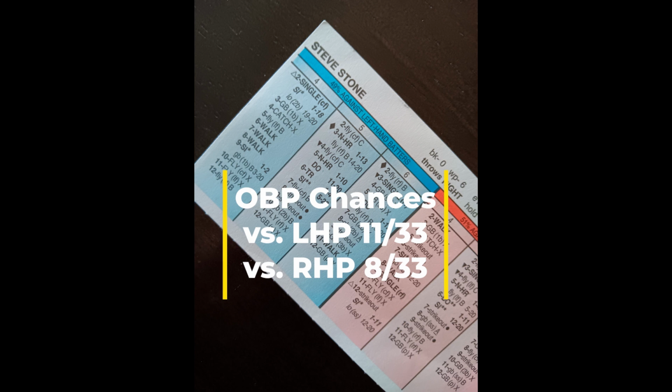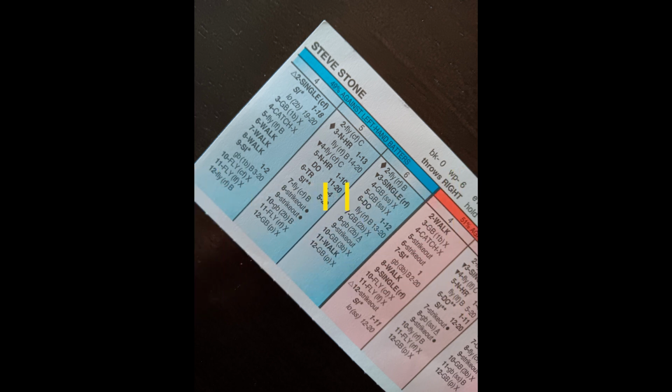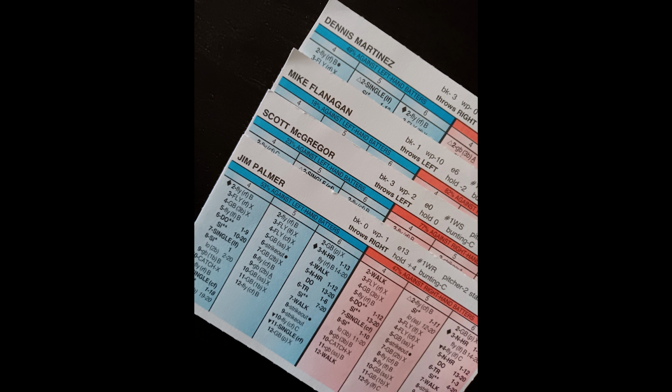So I do like Steve Stone's card. However, I could not give him a perfect rating of a 5 out of 5. I gave the ace a rating of a 4 out of 5. Now, let's take a look at the starting rotation depth where you've got Scott McGregor, Jim Palmer, Mike Flanagan, and Dennis Martinez. Now, Dennis Martinez only started 12 games that year, but you could use him obviously as a starter in Strat-O-Matic as he had starter and relief on his card.